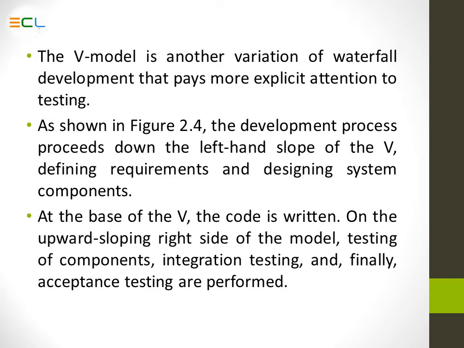As shown in figure 2.4 in the next slides, we can see that the development process proceeds down the left-hand slope of the V. We define requirements and design system components, and after that, at the base of the V, the code is written. On the upward slope, the right side of the model, the testing of the components, integration testing and finally acceptance testing are performed in the V model.